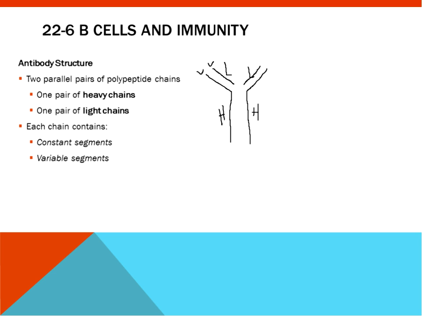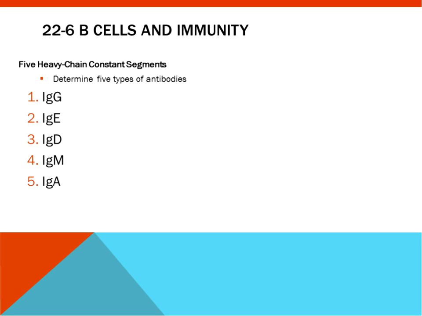At the end of each of those chains, you're going to have a variable region and a constant region. The constant region is going to stay the same for every antibody in that class, and there are 5 classes of antibodies. The variable region, on the other hand, is going to be different for each individual antibody, and that's where the specificity comes in at the variable region.